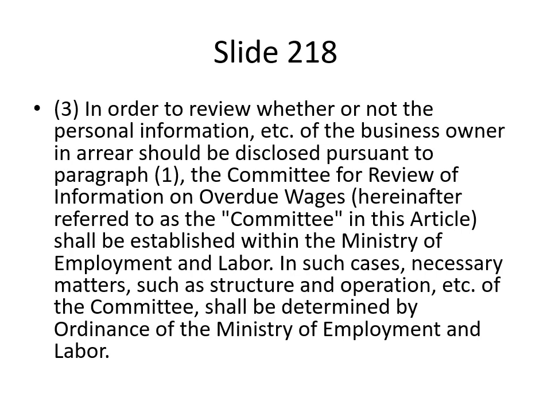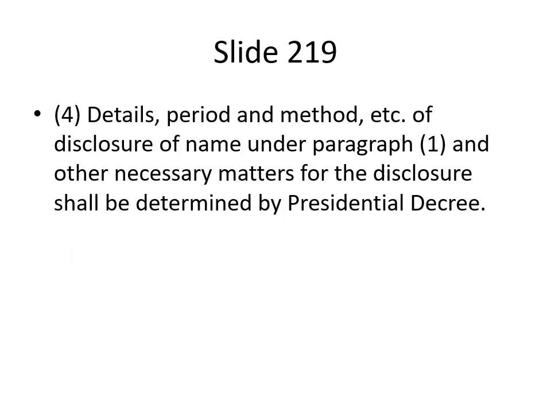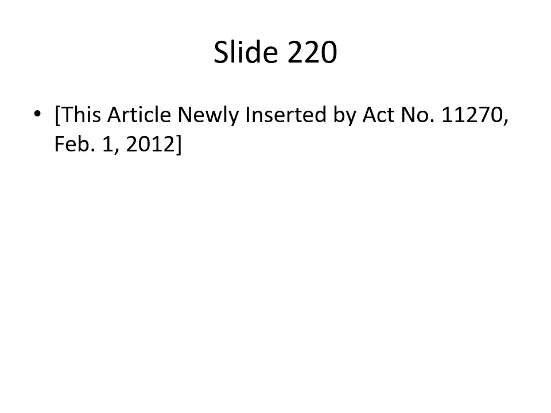3. In order to review whether or not the personal information, etc. of the business owner in arrear should be disclosed pursuant to paragraph 1, the Committee for Review of Information on Overdue Wages, hereinafter referred to as the Committee, in this article, shall be established within the Ministry of Employment and Labor. In such cases, necessary matters, such as structure and operation, etc. of the Committee, shall be determined by ordinance of the Ministry of Employment and Labor. 4. Details, period and method, etc. of disclosure of name under paragraph 1, and other necessary matters for the disclosure shall be determined by Presidential Decree. This article newly inserted by Act No. 11,270, February 1, 2012.